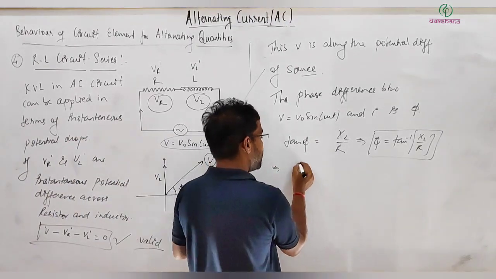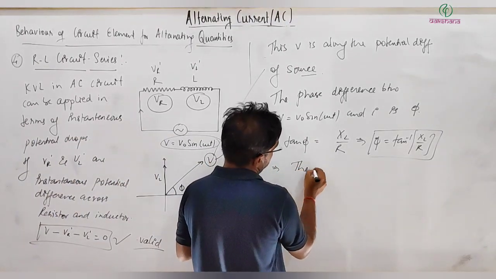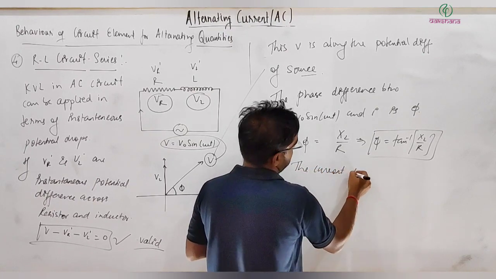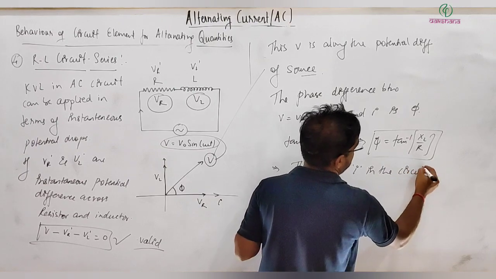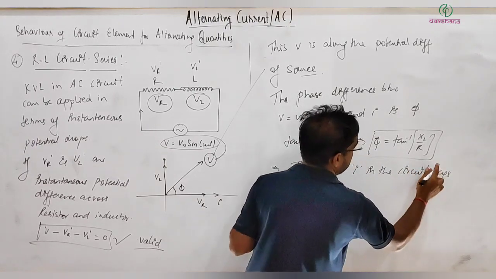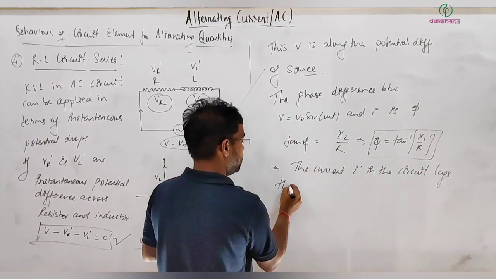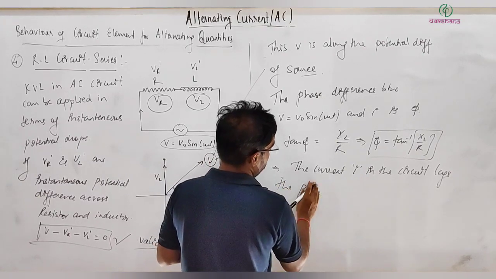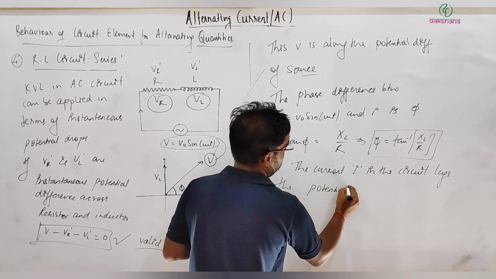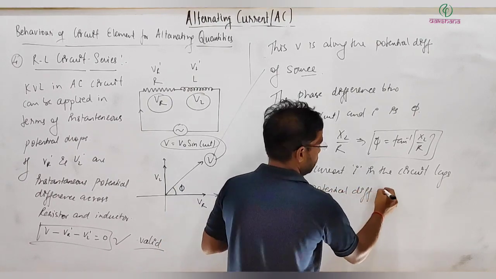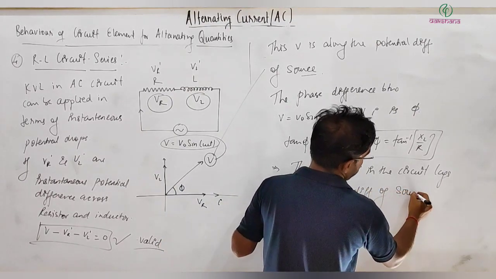And clearly you can see from here that it implies the current I in the circuit lags the potential difference of the source.